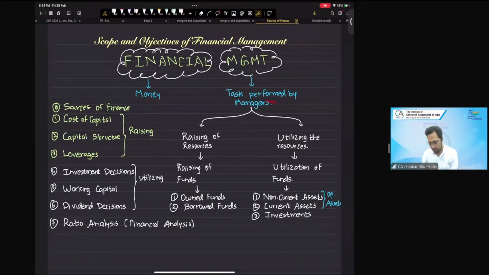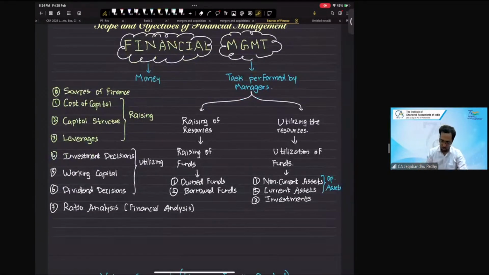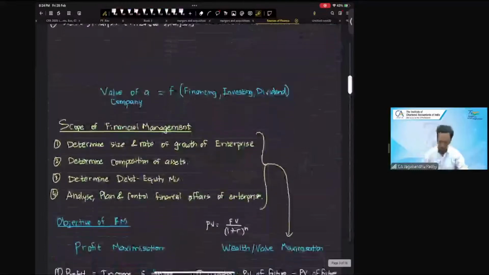Now, what are the tasks performed by the manager? As I said, raising of funds and utilization of funds. Raising can be by way of primarily owned funds or borrowed funds. You can't raise money by any other means other than owned funds and borrowed funds. And utilization of funds would be into non-current assets, current assets, and through investments. Okay, that's the typical scope or meaning of financial management that we have already discussed.